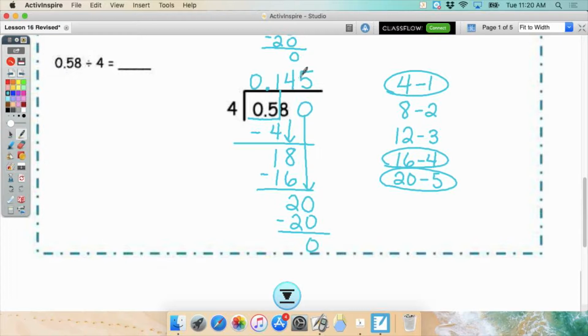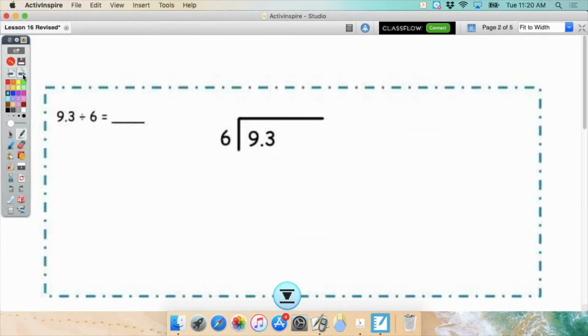They forget to write the quotient at the top. They get all of it done correctly, and then they have no numbers up there. Okay? So try not to let that happen to you. We're going to do one more, and then we'll start with our word problems.